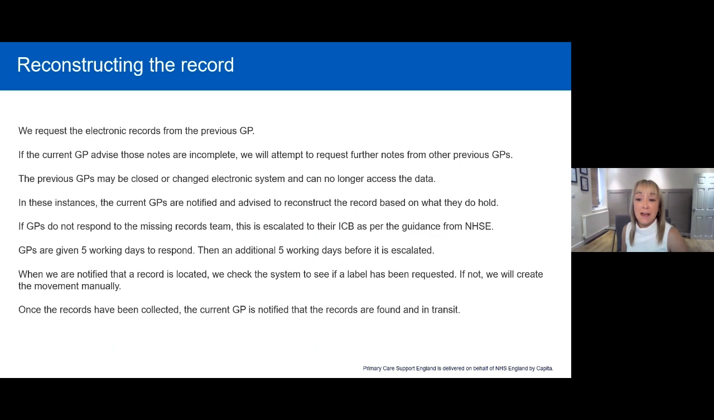Now, GPs are given 5 working days to respond, and then an additional 5 working days before it's escalated. Now, if you do receive a request from the PCSE missing records team, then please just respond as soon as possible, even if it is to advise that you can't find the record or you need a little bit more time. Now, when we are notified a record is located, we check the system to see if a label has been requested. If not, we will create the movement manually. And once the records have been collected, the current GP is notified that the records are found and in transit.